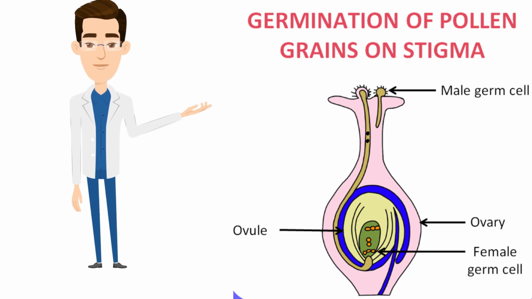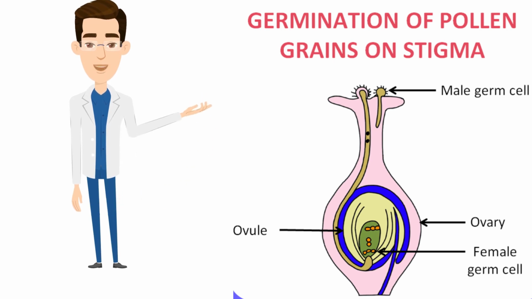4. Movement of male gametes. The pollen tube carries two male gametes, sperm cells, down towards the ovary. 5. Entry into the ovule. The pollen tube penetrates the ovary and enters an ovule through a small opening called the micropyle.